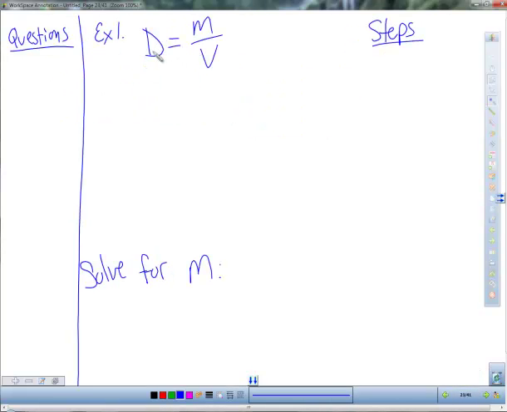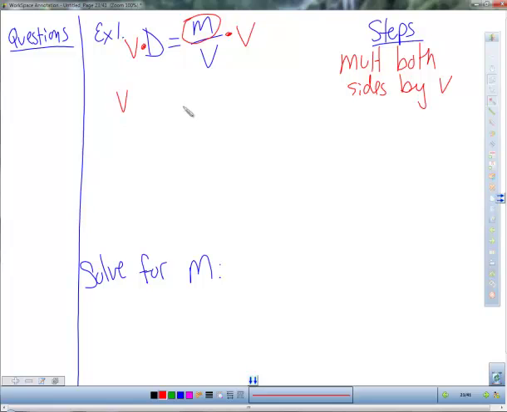We are going to solve for m with this density equation. So the first step that I'm going to do, since I want to get m by itself, and currently I'm dividing, I'm going to multiply by v. So over here I'm going to put multiply both sides by v. So multiply one side by v, multiply the other side by v, and I get v times d equals m. So I've now solved for m.